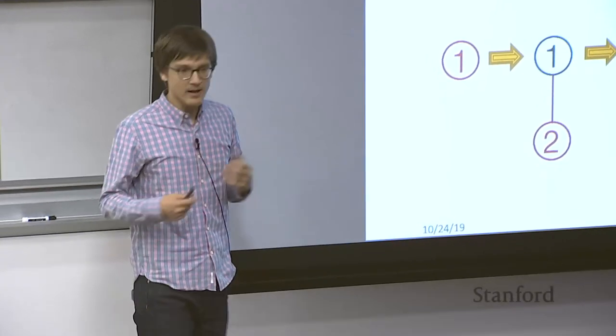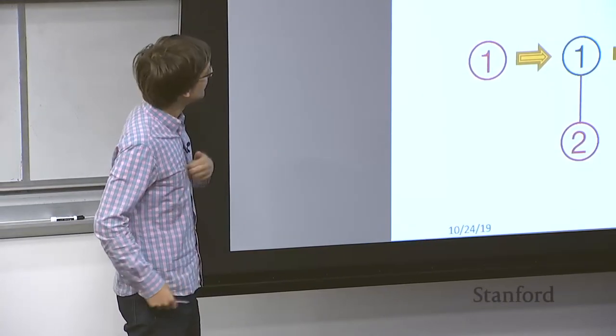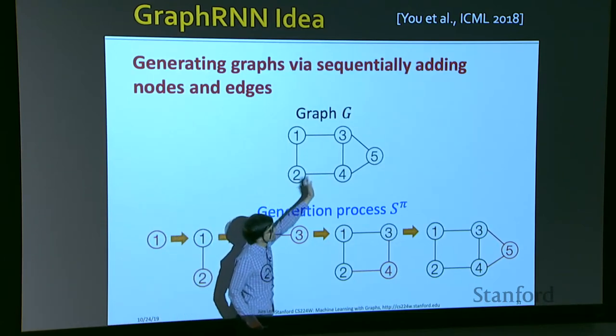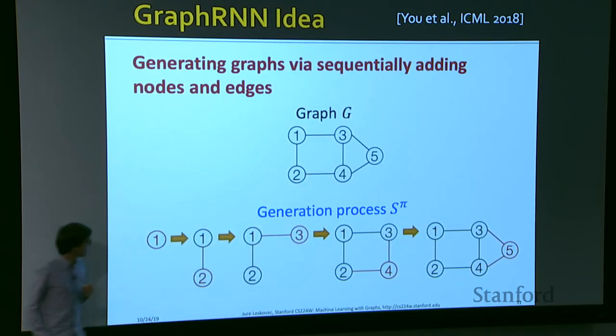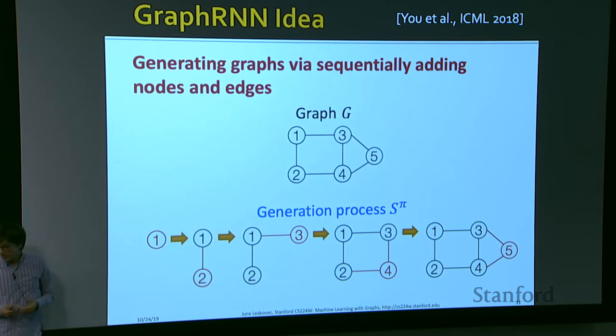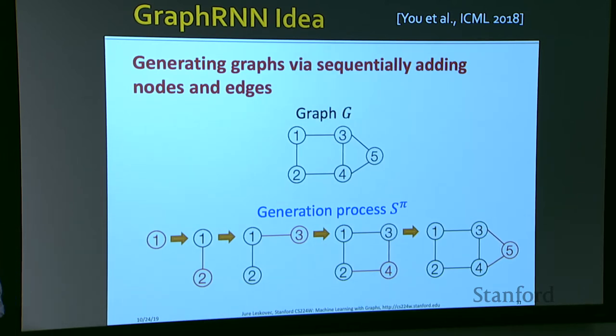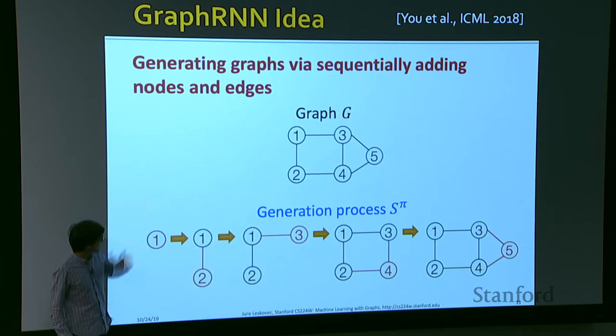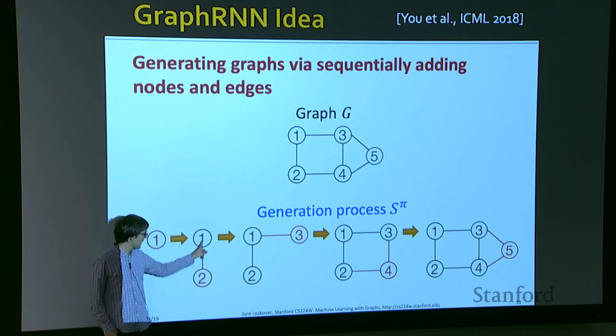So here is how we will do this. If I have a graph, and let's say the nodes are numbered in some way, I would like to write out the generative process. I will call it S for this graph. To generate that graph, I start with node 1, then node 2 comes, and it connects to node 1.